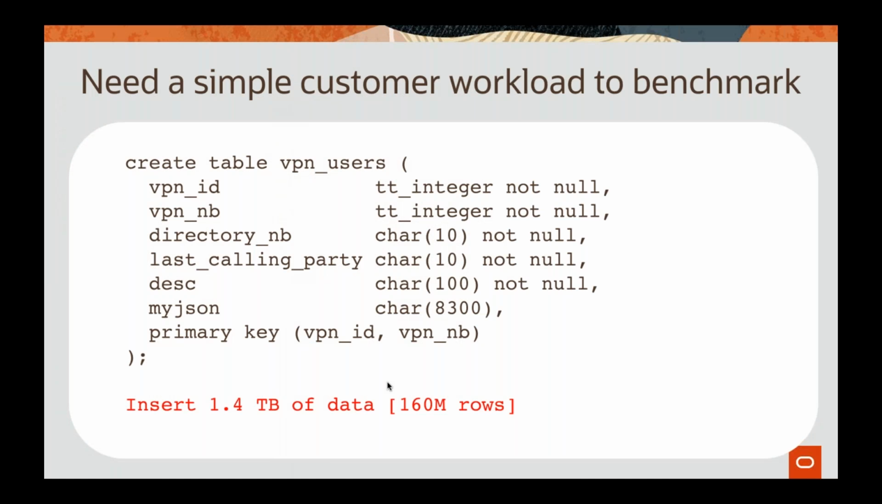So we've got some hardware. Now we're going to look at a workload. I wanted to look at the simplest workload possible, which was still representative of a customer workload. This is something we got from customers many years ago, dealing with virtual private network infrastructure. The point is we've got a table with a primary key and some columns. I took that table and I inserted 1.4 terabytes of data. Based on the width of the table, that ended up being about 160 million rows.